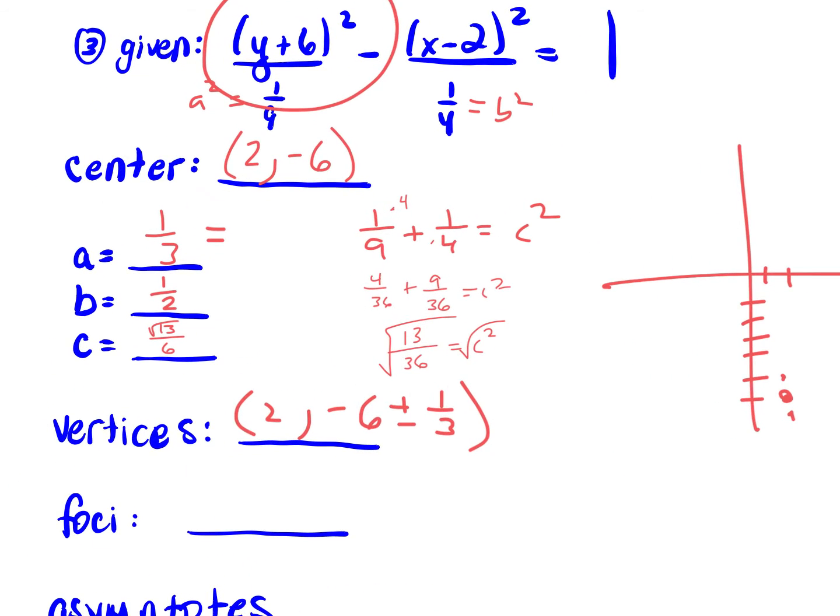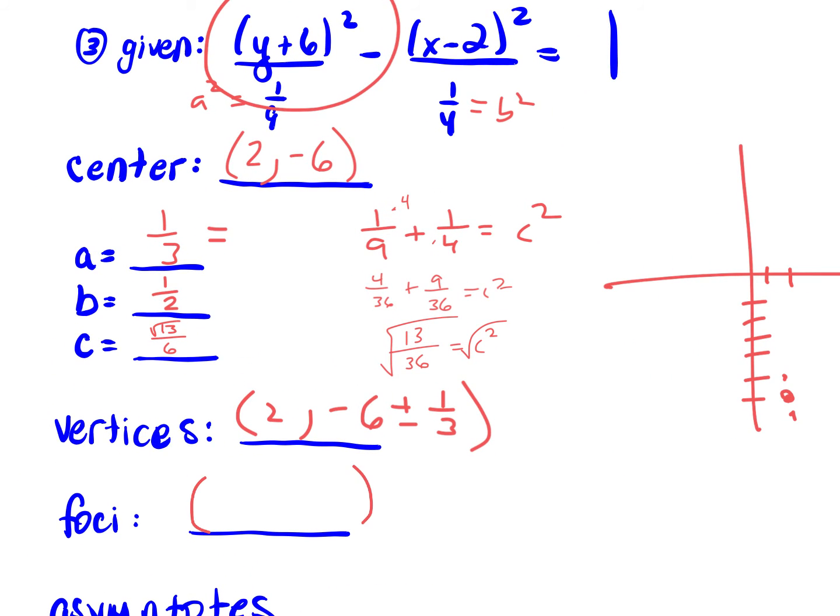Next, let's find our foci. So what's my foci going to be? Perfect. 2, -6 plus or minus square root 13 over 6. So I'm just adding my c to the y.